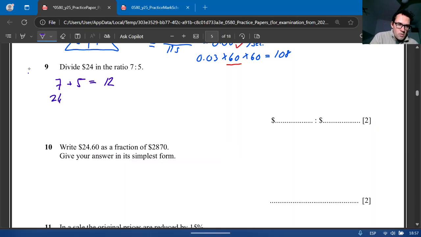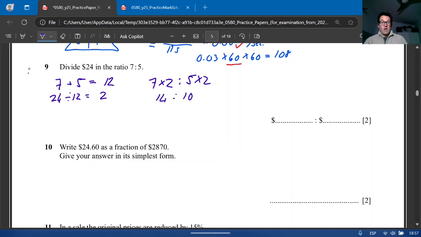Yeah. 24 divided by 12 is 2. You need to do the ratio twice. So you're going to give the first buddy $7 twice. And the second buddy $5 twice. Which means the first one now gets 14 and the second one 10. And that's how you hand out $24 in the ratio 7 to 5. You give the ratio until all the money is gone.